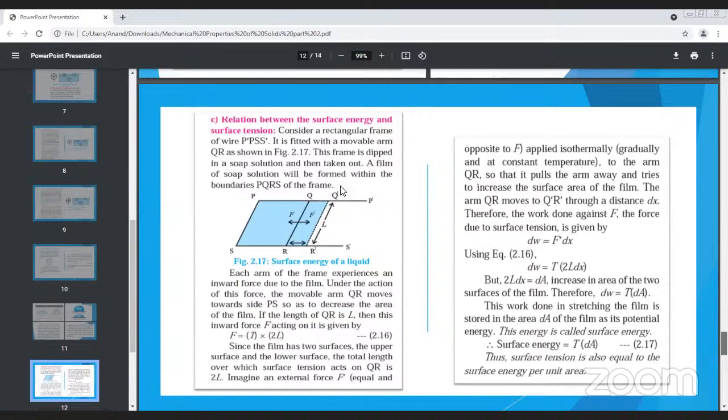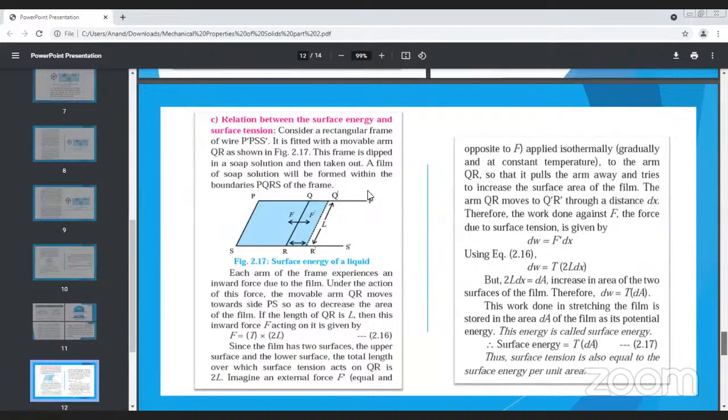म्हणजे suppose एखादा F dash हा imaginary force आहे, opposite to that of F applied isothermally, that is gradually at a constant temperature. Isothermal means what? At a constant temperature due to the arm on the QR. QR वरती act होणारा force आहे, so that it pulls the arm away and tries to increase the surface area of the film. And due to that the arm QR moves to Q dash R dash.